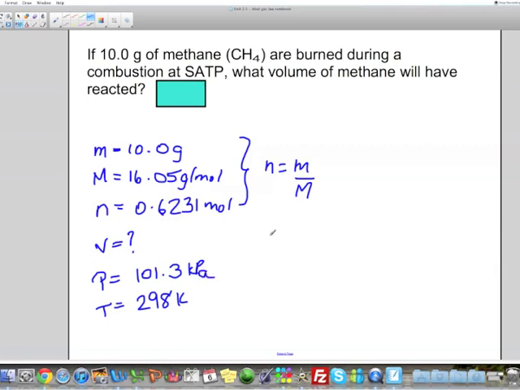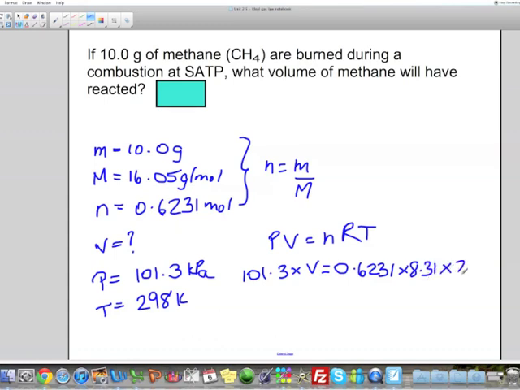If I use my equation, PV is equal to nRT, and I replace, I get 101.3 times V, I don't know the value, is equal to 0.6231 mole times my constant 8.31 times the temperature of 298.